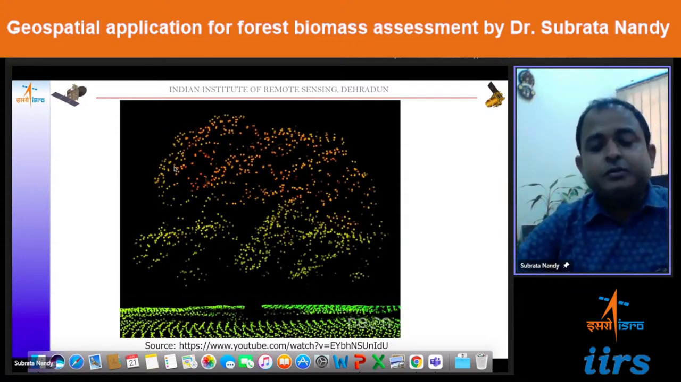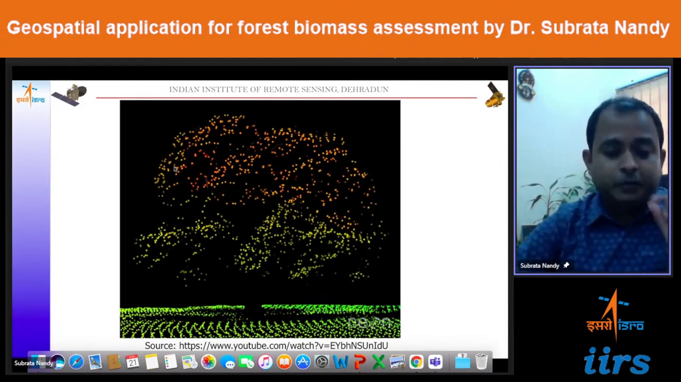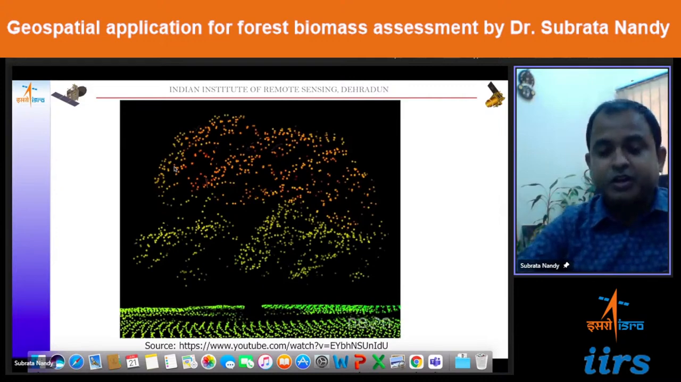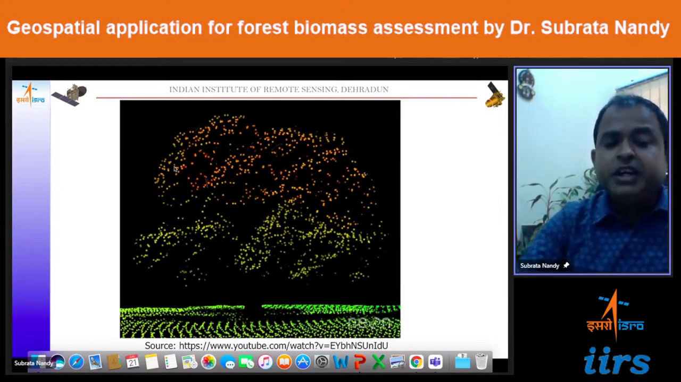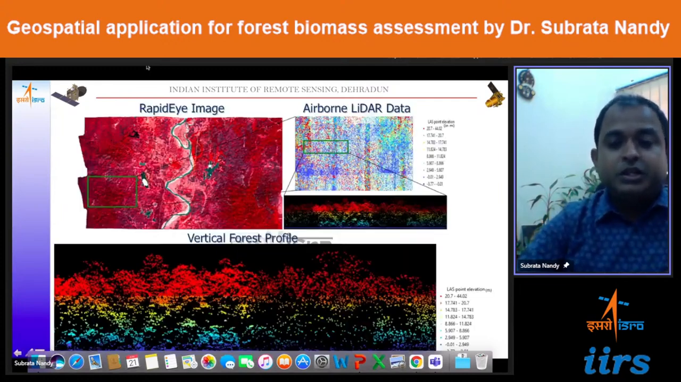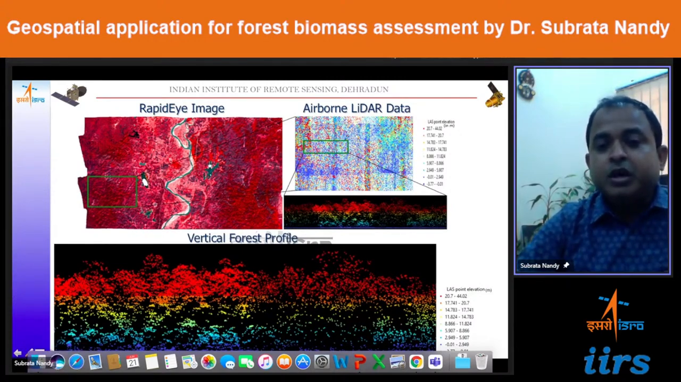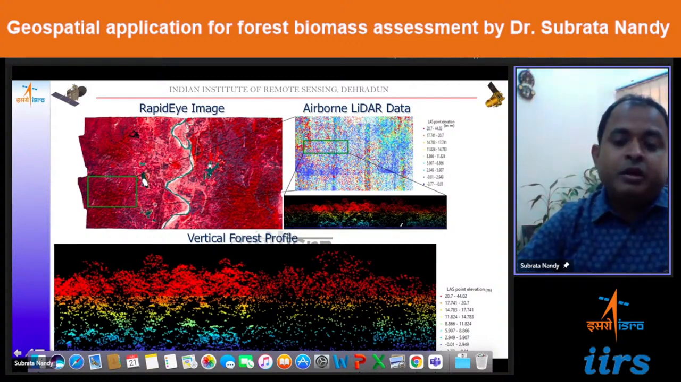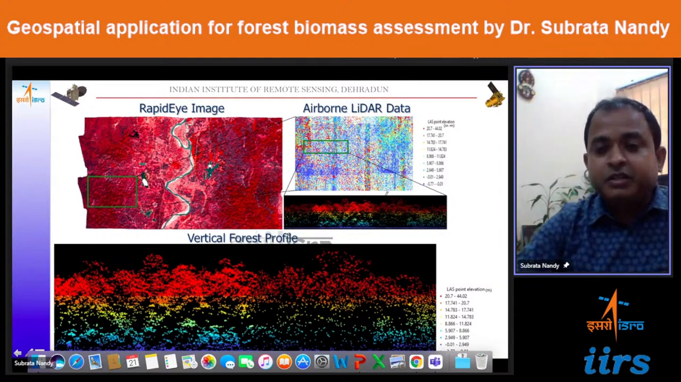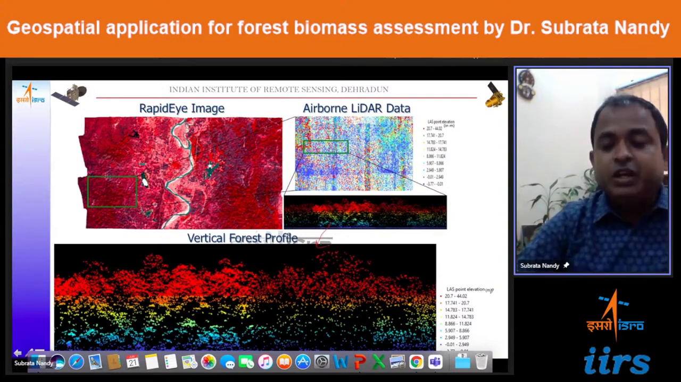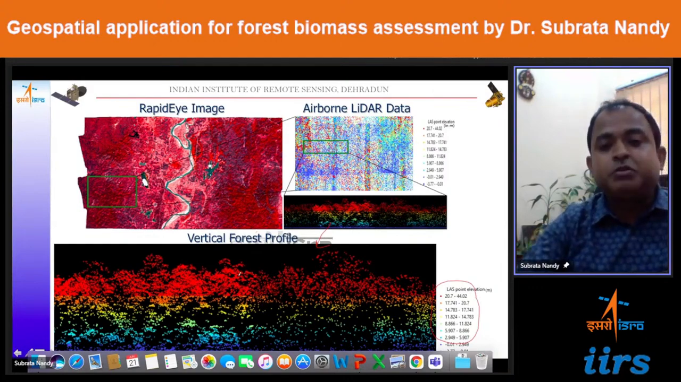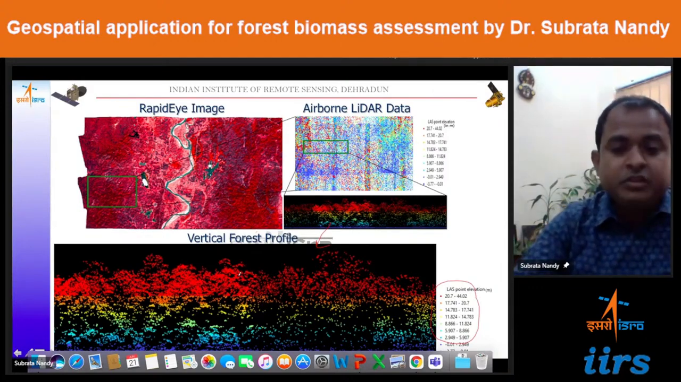Now using airborne data, you can cover a larger area. It's not like at tree level or at a small plot level. You can cover a larger area, and it gives very accurate measurements of height and structure. Now this is actual data of a forest area, a part of Nepal. This gives the vertical forest profile. Here you can see the height information, and I can get the vertical distribution of the forest.